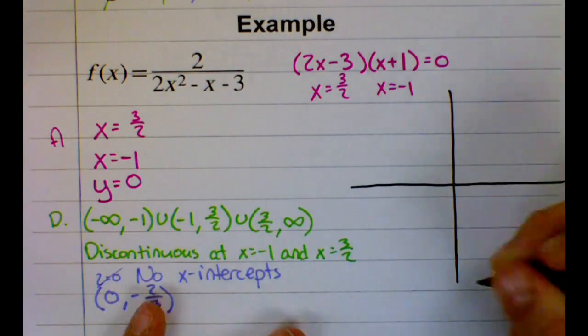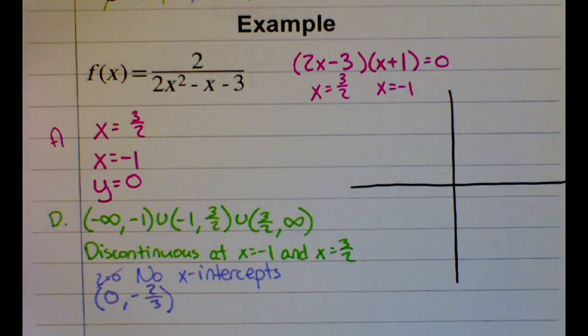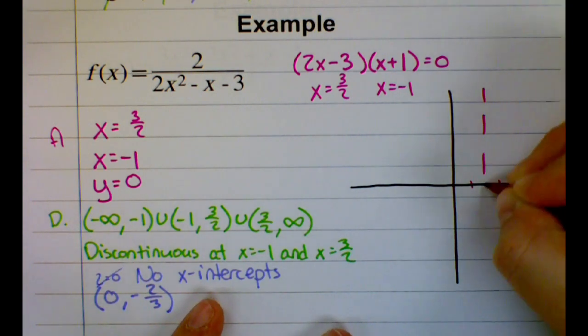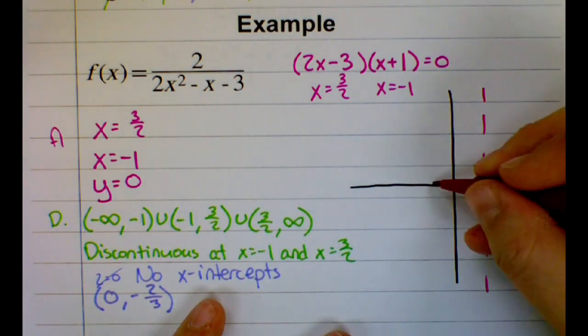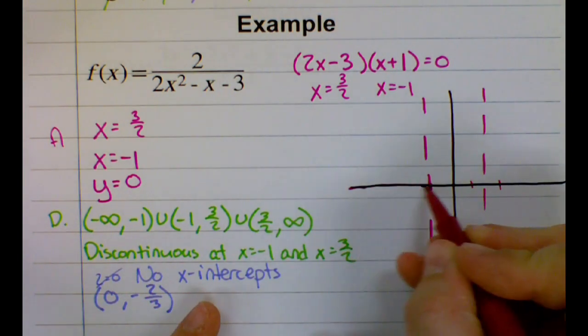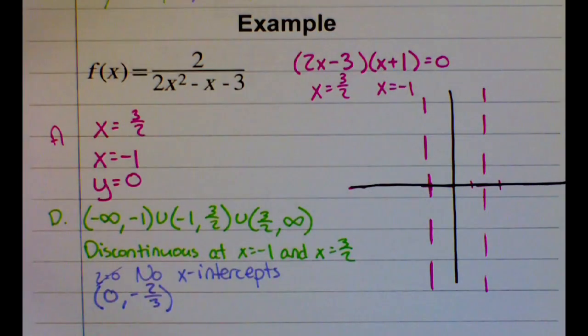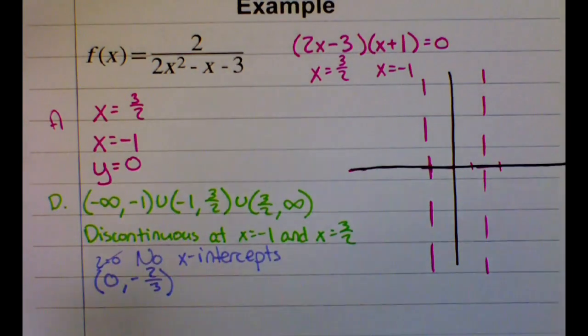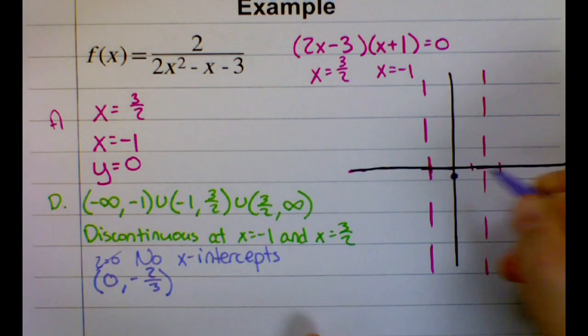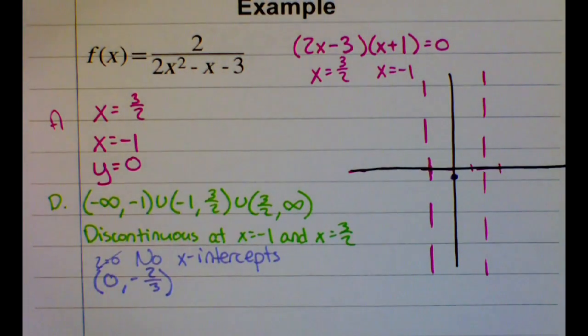What I know about my graph right away is that x equals 3 halves is an asymptote. So let's see, 1, 2, that's right here in the middle. X equals negative 1 is an asymptote. And y equals 0. Okay, that's hard to see, but okay. My domain is all those. No x-intercepts, but I have a y-intercept at 0, negative 2/3. All right. Now we don't really know what this graph looks like. So let's pick a couple numbers.